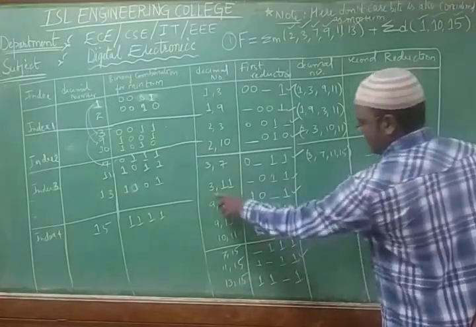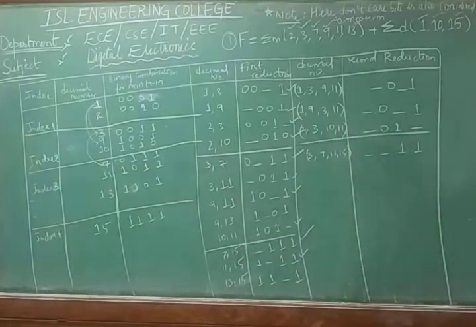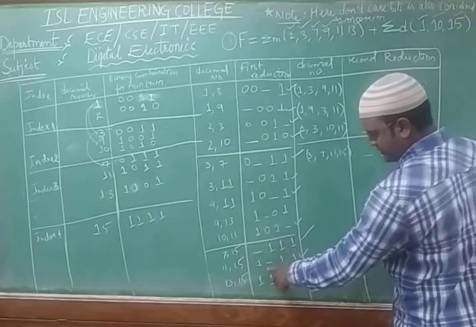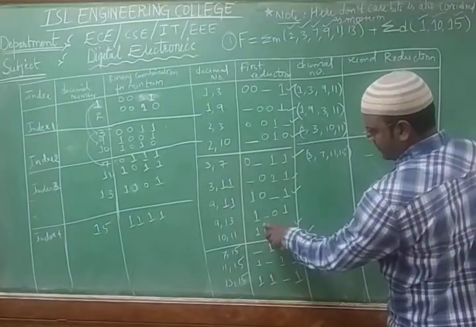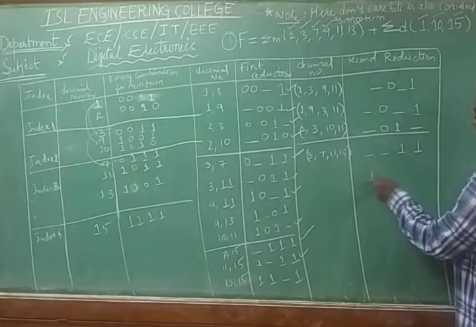So 3, 11, 7, 15. That means the same bit. Now check for the next. Second dash. Yes, here the second is there. So what can I write? 1 dash dash 1.